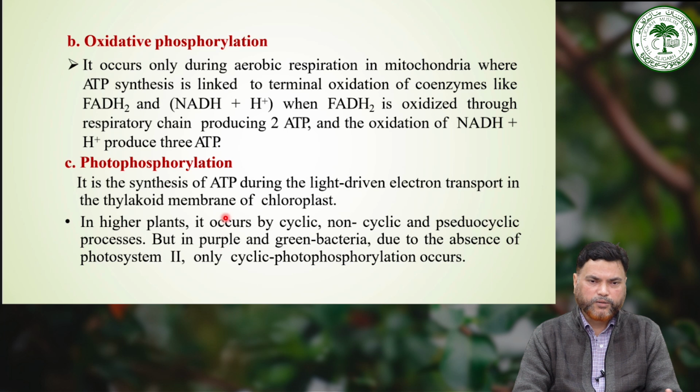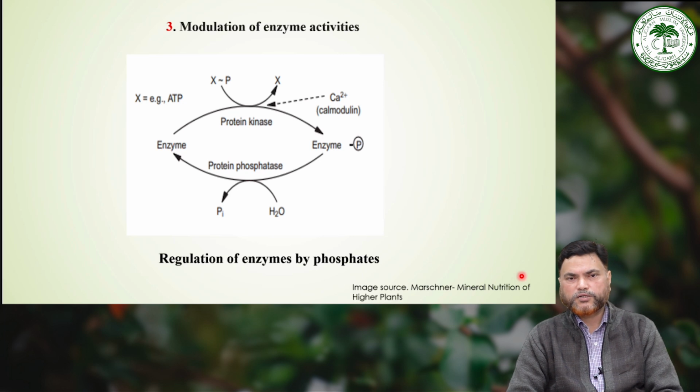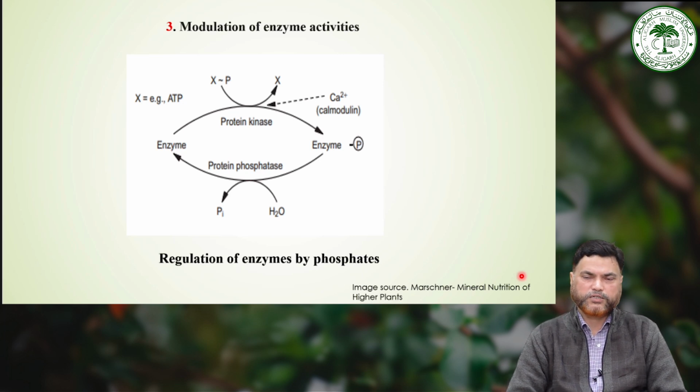So in higher plants it occurs by cyclic, non-cyclic and pseudocyclic processes, but in purple and green bacteria, due to the absence of photosystem 2, only cyclic photophosphorylation occurs. So now, what is the role of phosphorus in modulation of enzyme activities?